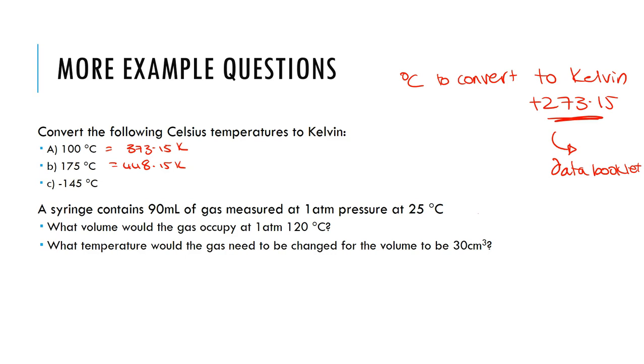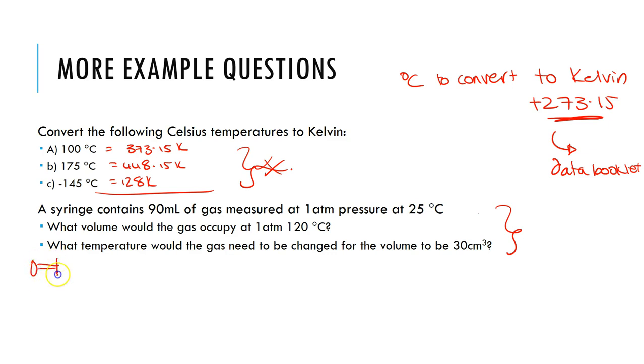Okay, so we've got negative 145 plus 273. Okay, so my brain is not working. 145 plus 273, we're going to get 128 Kelvin. Okay, you need to practice these because these should come automatically. As soon as you see a temperature in a gas question, you need to be automatically converting it through to Kelvin. So let's have a look at this last example here and see what we're looking at.